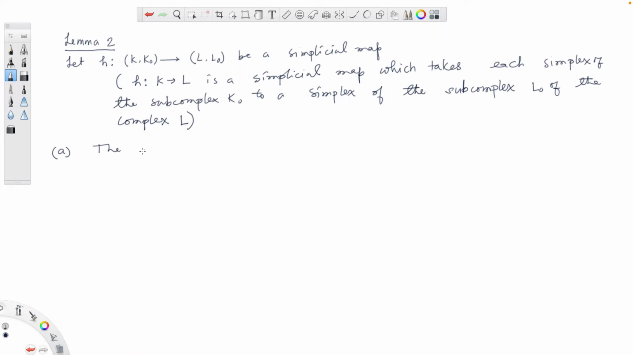The induced homology homomorphisms H star at p from Hp of K comma K0, the pth relative homology group of K mod K0, to the pth relative homology group of L mod L0.